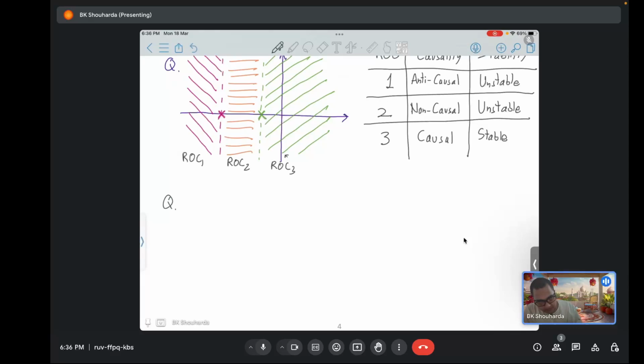Now let's look. We have a system whose impulse response h of t is 3 e to the power minus 2t minus 2 e to the power t, times u of t. Okay, so what will its Laplace transform be?